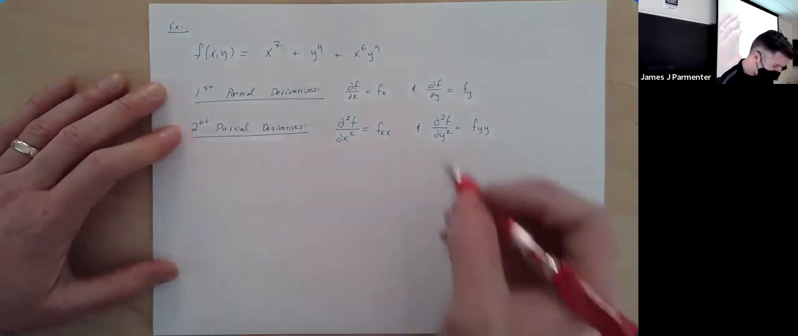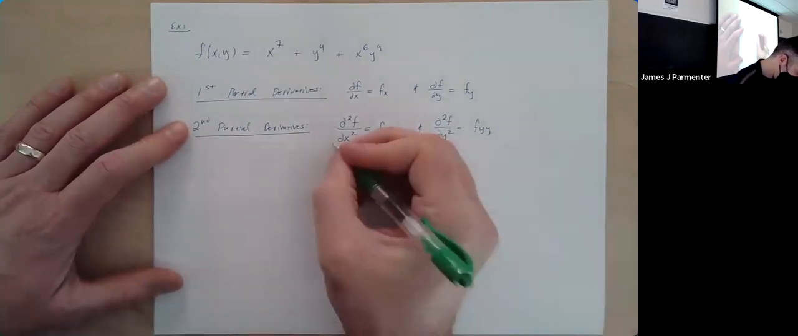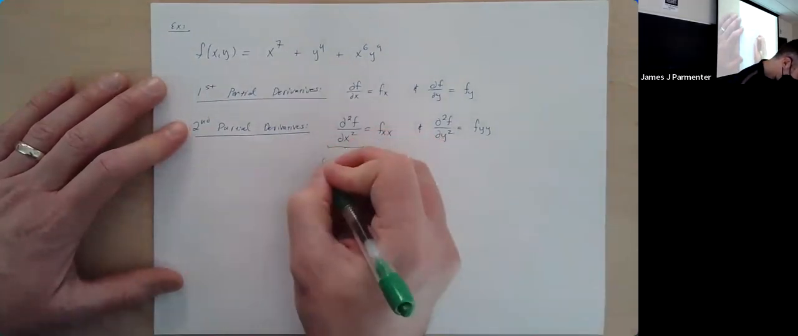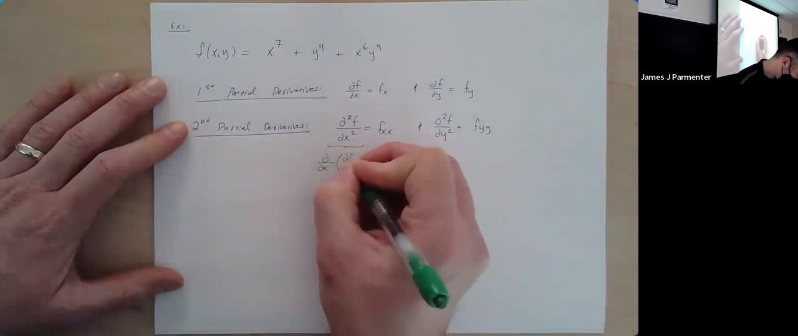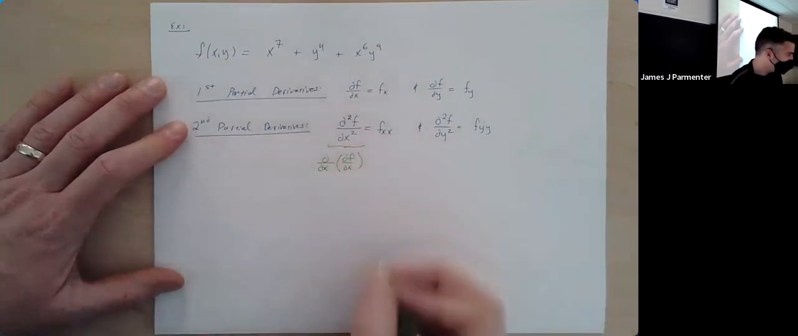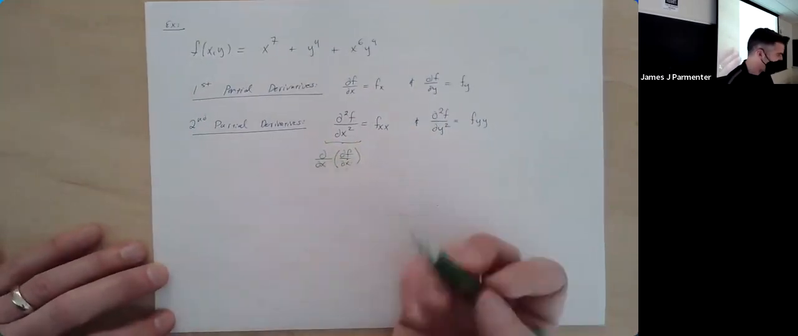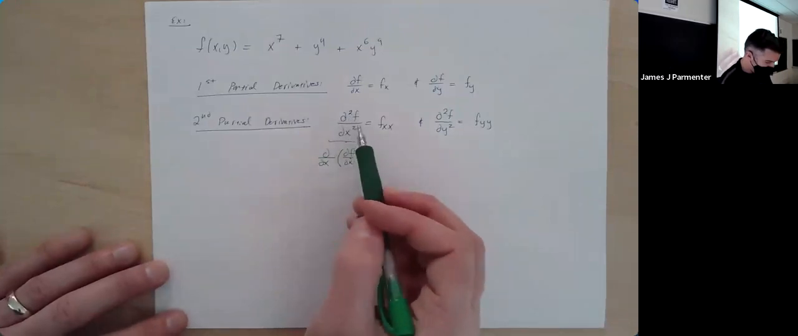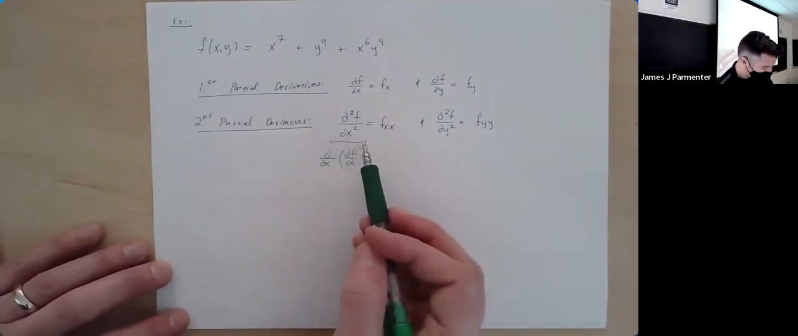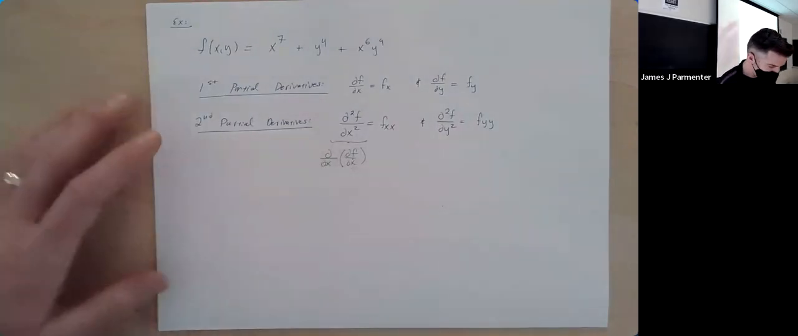Just a note on this notation here, right? This del squared f del x squared really means the partial derivative with respect to x of the partial derivative of f with respect to x. You're just taking the derivative with respect to x and then taking the derivative of that again. But that's why the notation is del squared of f over del x squared, because you're kind of thinking of doing the del x twice. It's kind of funky. Same deal here.